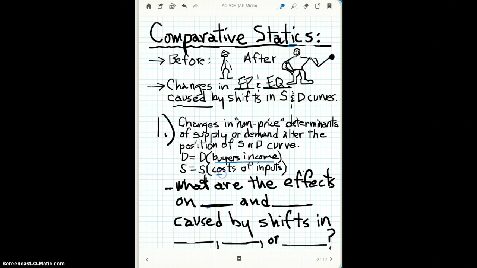A non-price determinant of supply could be thought of as the cost of inputs that producers face. And changes, increases or decreases in those would have an impact on the position of the supply curve. So the question is, what are the effects on equilibrium price and equilibrium quantity caused by shifts in the supply curve position, the demand curve position, or both of them?